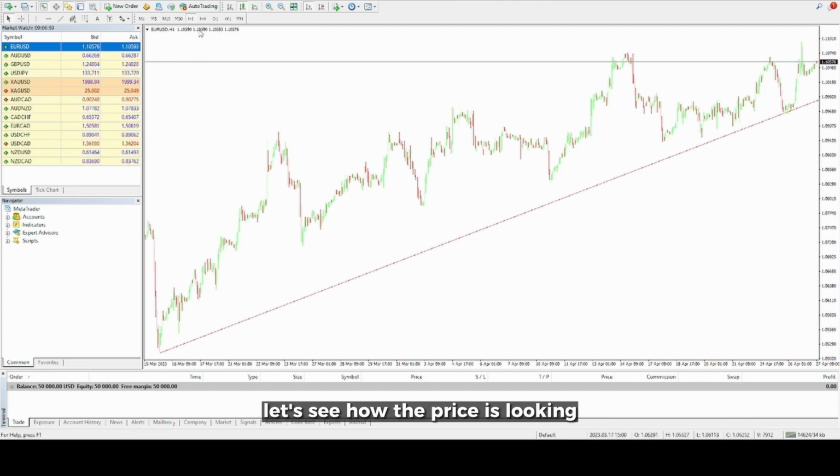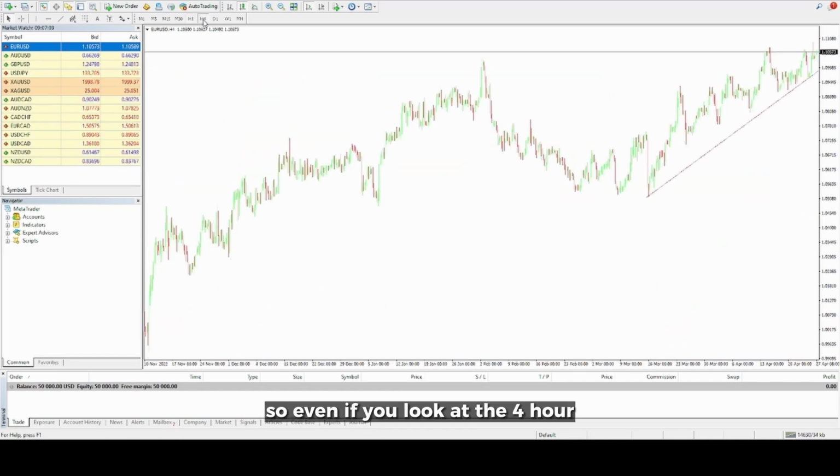Let's see how the price is looking if I zoom out a little bit. When I say zoom out, let's look at the higher time frame, which is H4. H4 is nothing but a 4 hour time frame, so every candle, or every vertical line that you see here, is going to be 4 hours. All right, so let's look at the 4 hour. Even on the 4 hour, from the left hand side to the right hand side, price is going from a low point here to a high point here.